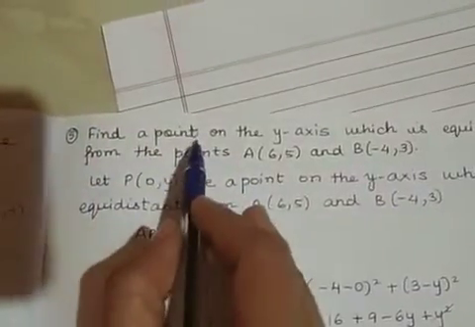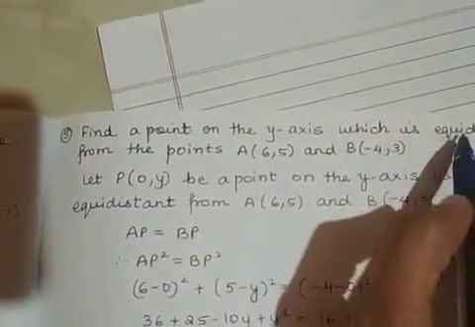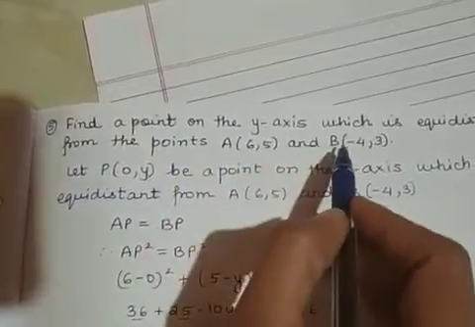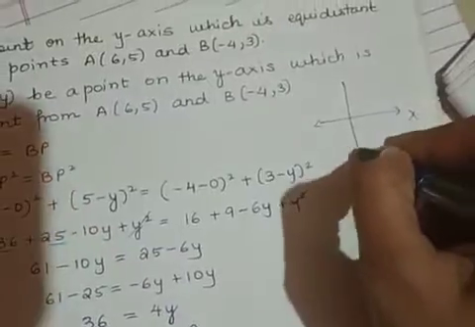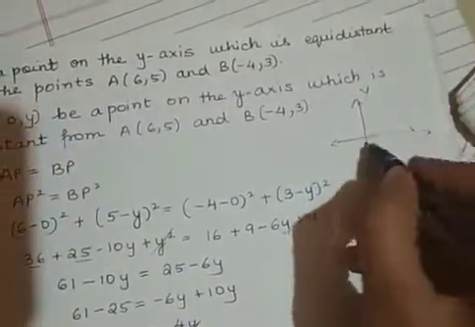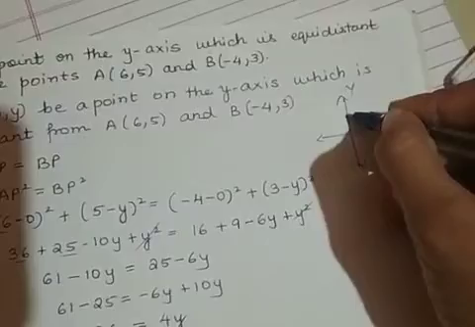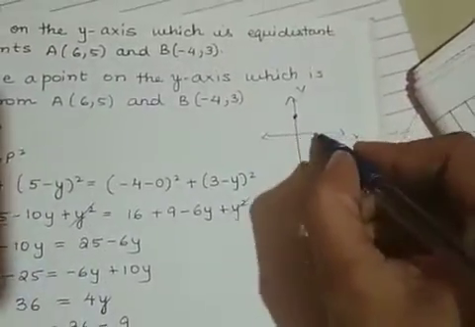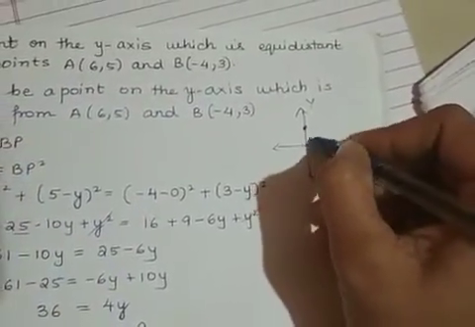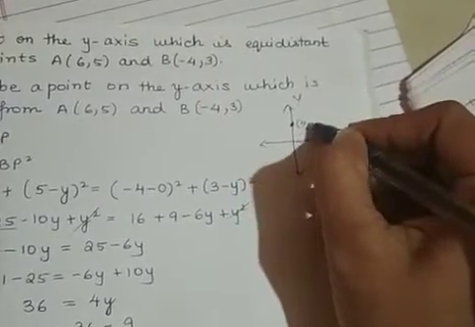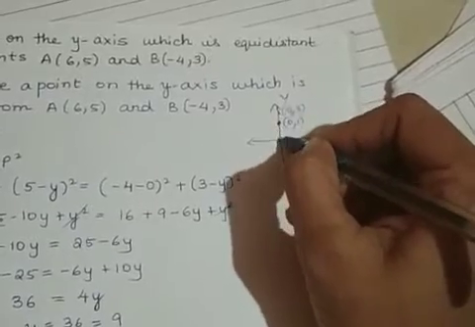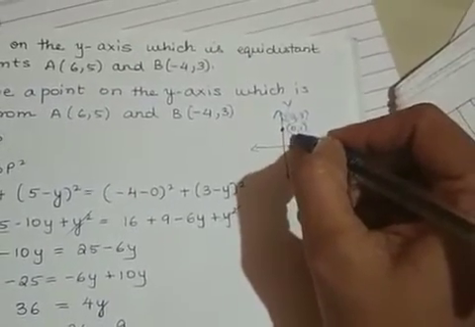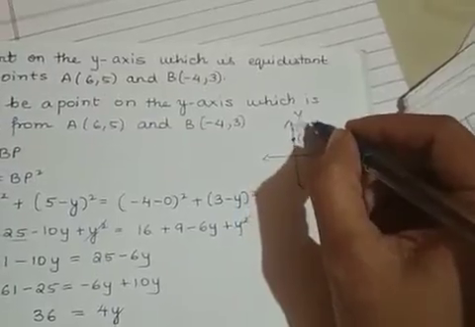Now let us see another problem. Find a point on the y-axis which is equidistant from the points A and B. Now you know that any point on the y-axis doesn't have an x coordinate, right? The points on the y-axis are what? (0, 1), (0, 2), (0, 3). So that doesn't have an x coordinate. So you take any point on the y-axis, the x coordinate will be 0.